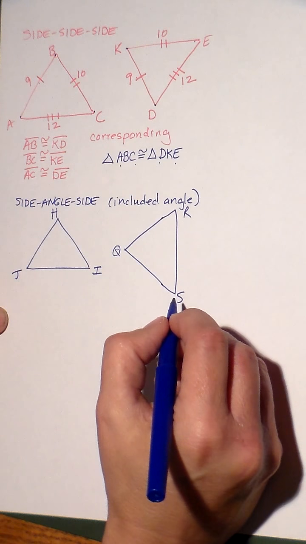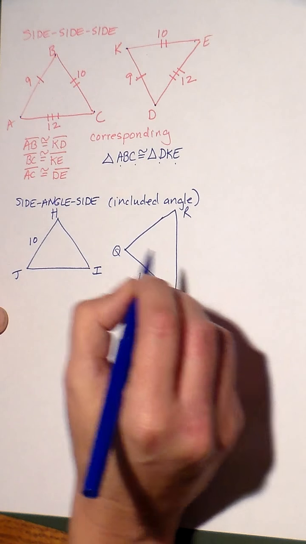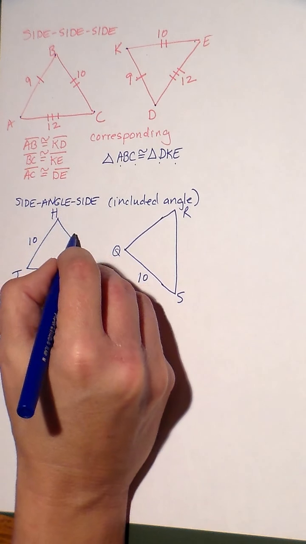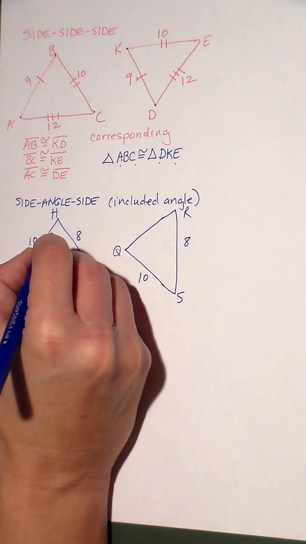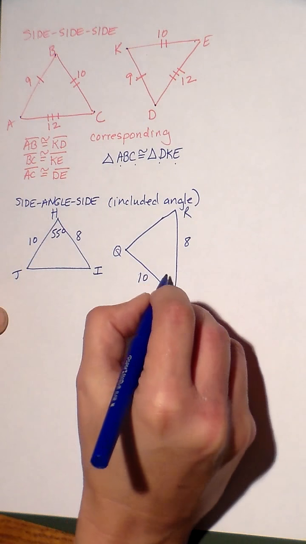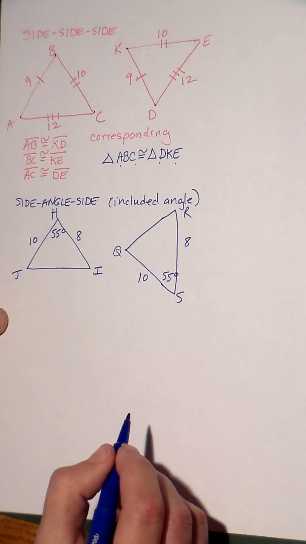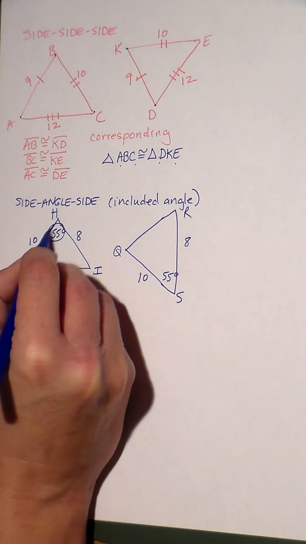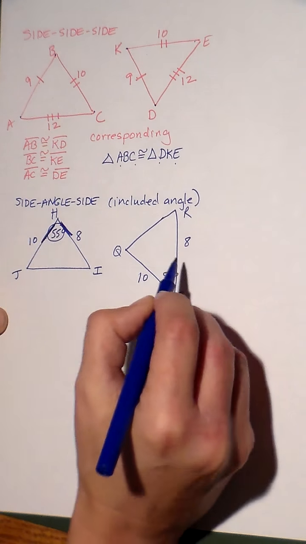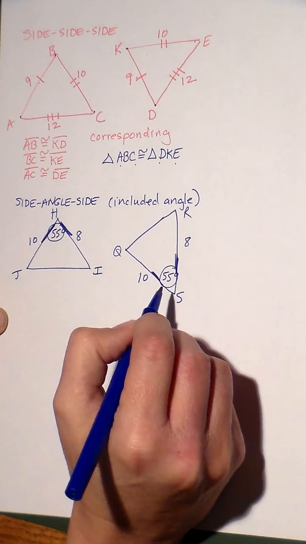And so if I'm trying to do side angle side, if this is 10, and this is 10, and this is 8, and this is 8, and this is 55 degrees, and this is 55 degrees. This would be the side angle side congruence, because the angle is included where? What does the angle touch? The two sides, right? The same angle, the same two sides.